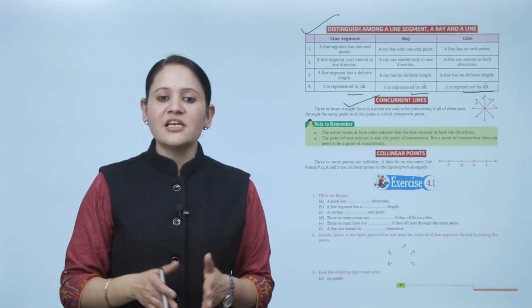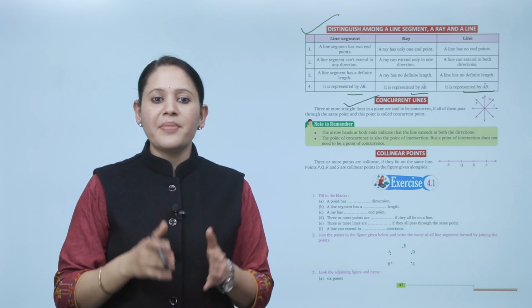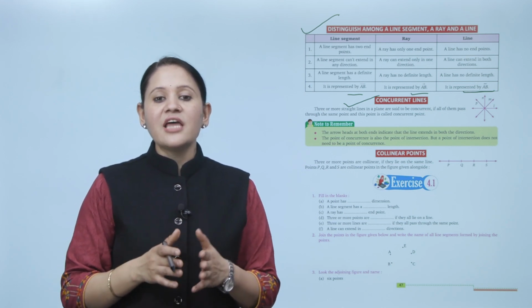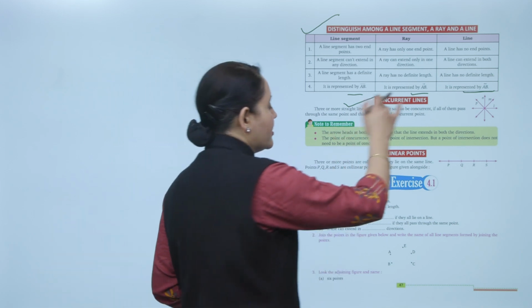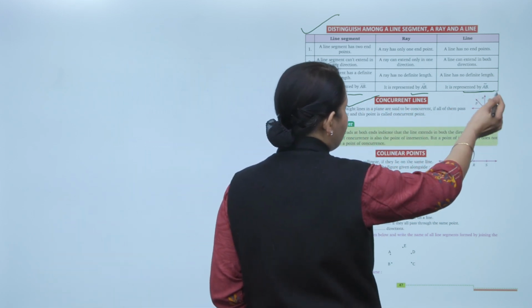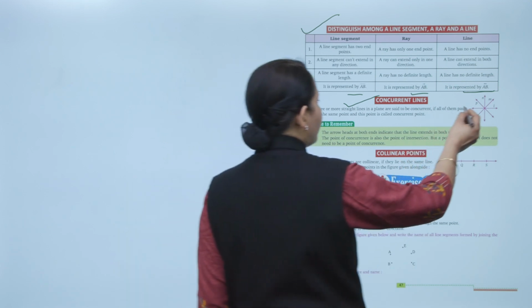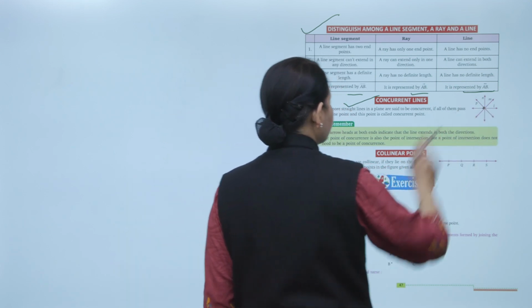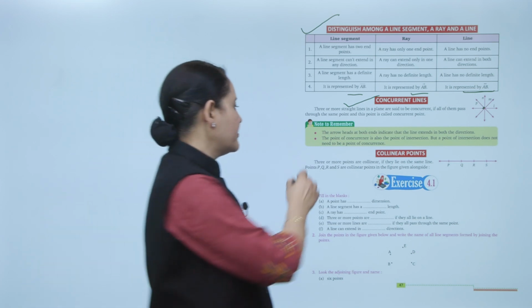Three or more straight lines in a plane are said to be concurrent if all of them pass through the same point, and the point is called the point of concurrence. Like here, these lines P, N, M and L are concurrent lines, and this point is the point of concurrence. Clear?